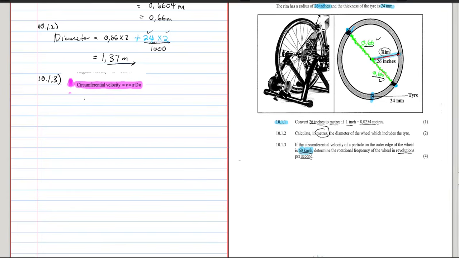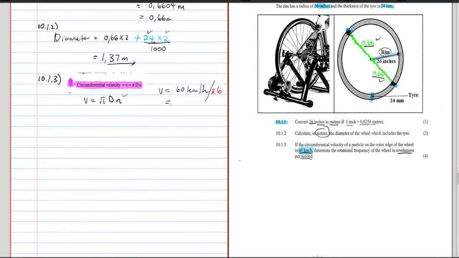So velocity is equal to pi diameter n, where n is the number of revolutions. Okay, so like I said, the velocity is given to us as 60 kilometers per hour. So we need to convert this velocity into meters per second. Therefore, we'll have to convert the kilometers per hour to meters per second. So I'm just gonna divide by 3.6.